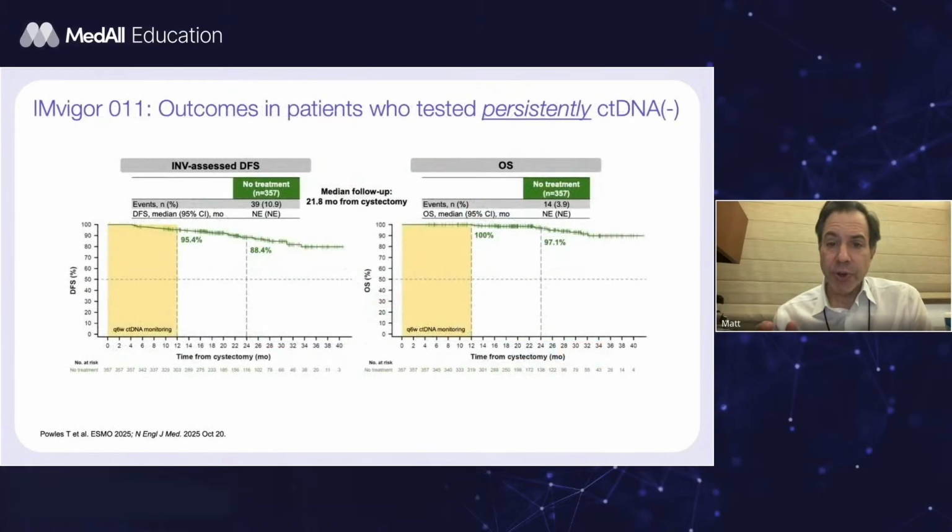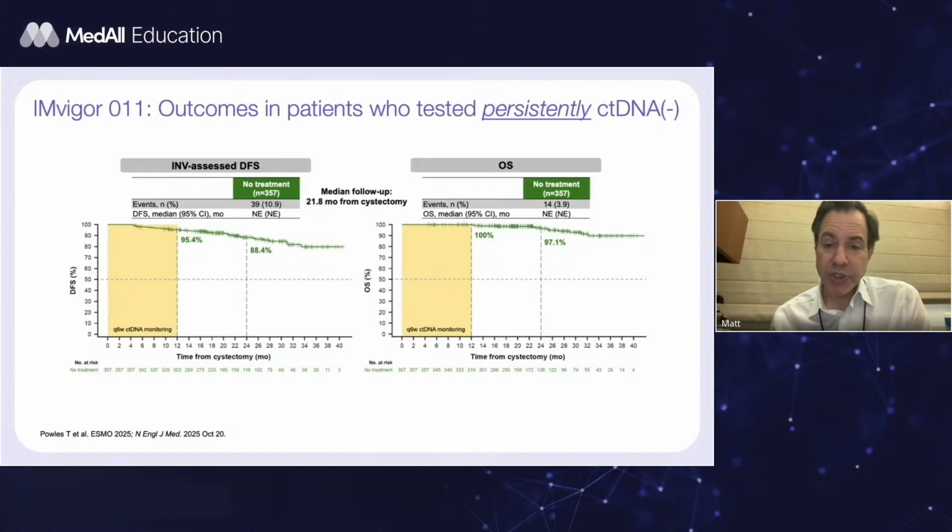The study also evaluated the potential impact of undetectable ctDNA on treatment decisions, but here the data are a little bit more nuanced. So what I'm showing you here are the outcomes of patients who had undetectable ctDNA serially during that year of follow-up, both disease-free survival and overall survival. And what you see here is that if an individual has a persistently undetectable ctDNA test, then their outcomes are really quite good with a small risk of developing recurrence.